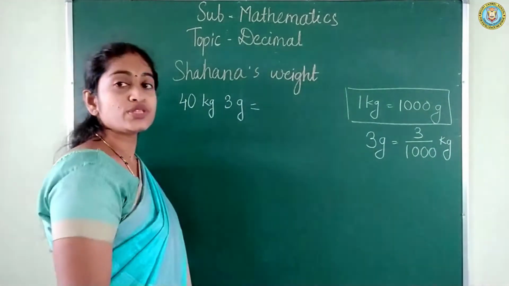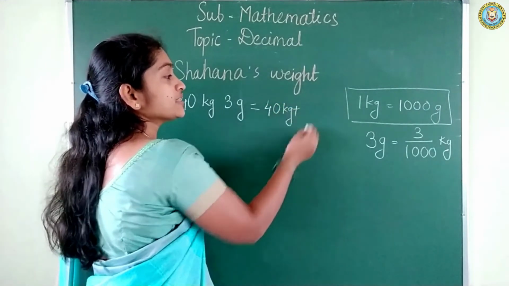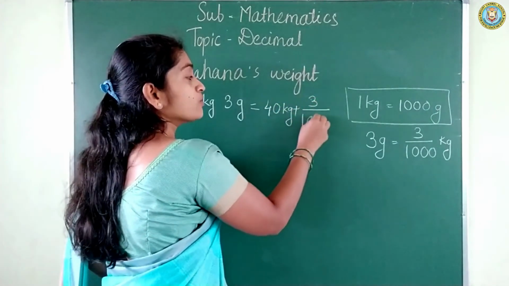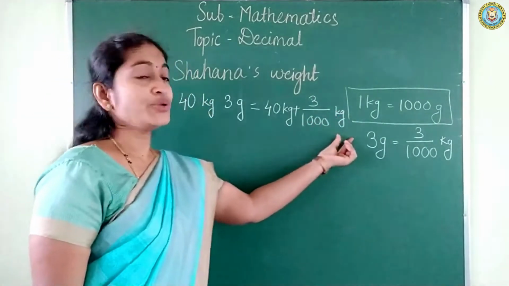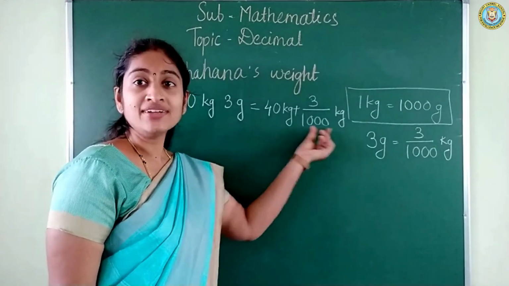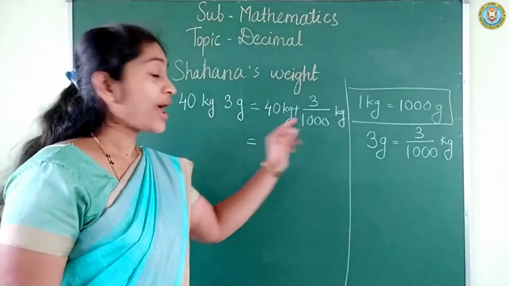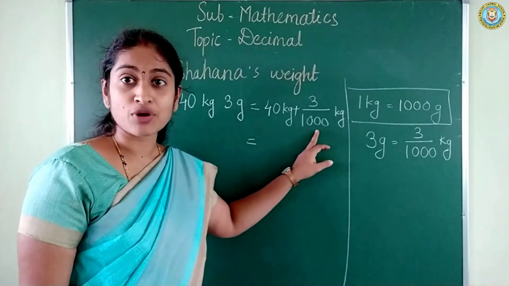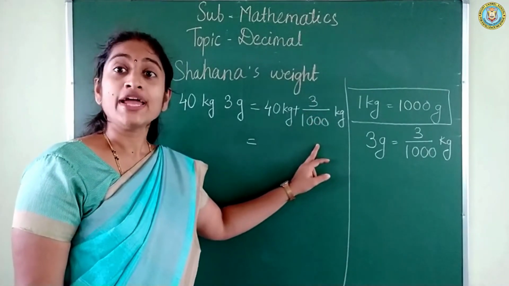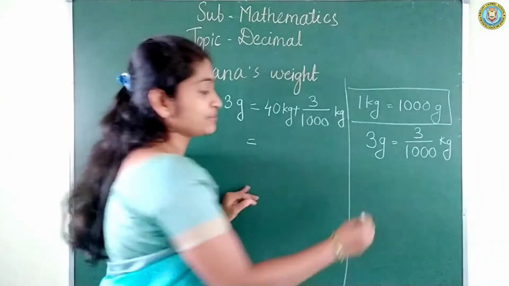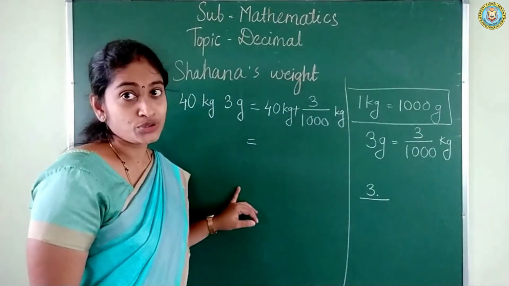Now, how to do this example? 40 kg plus 3 divided by 1000 kg. Yes, we get the two units the same now, kg and kg. Here, how to add this? Now this is in the fractional form. You know very well how to convert the fractional form into decimals. How to do this? 3 means always there is a dot after 3. You know it very well.